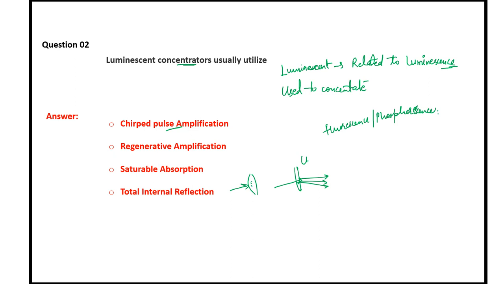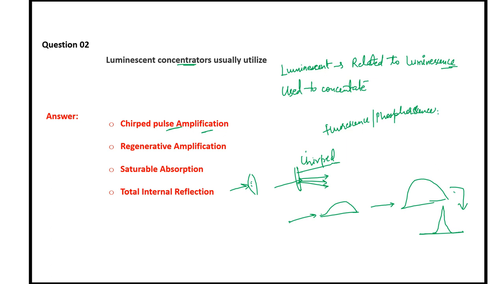In chirp pulse amplification, chirping was something which was a drawback, but now we have used it for the amplification of the pulse. After the input wave was passed through a stretcher, through chirping it was stretched, then it was amplified, and further it was compressed to give a beam that was compressed and further amplified also.